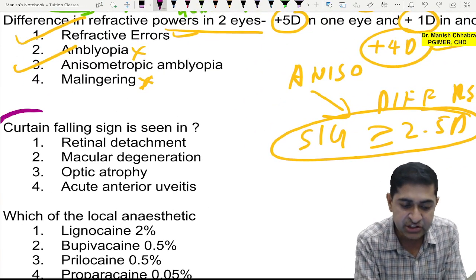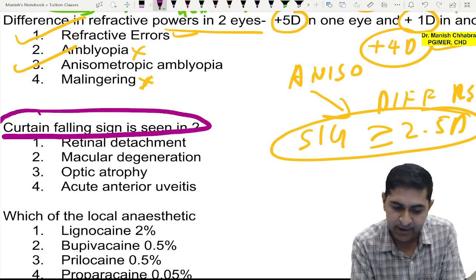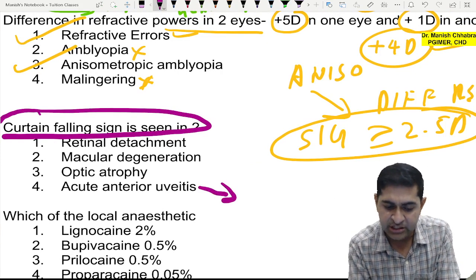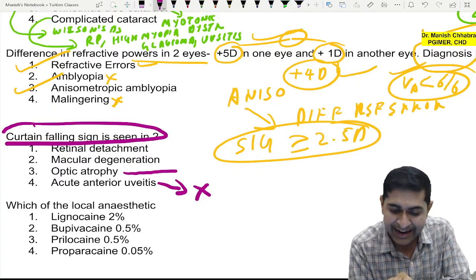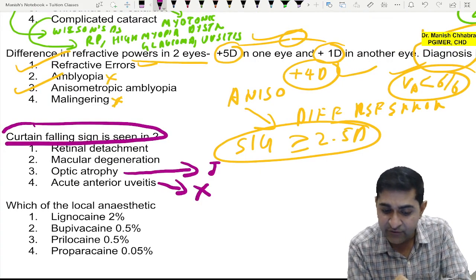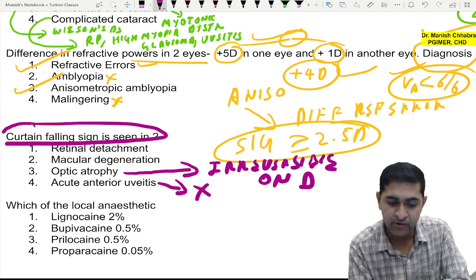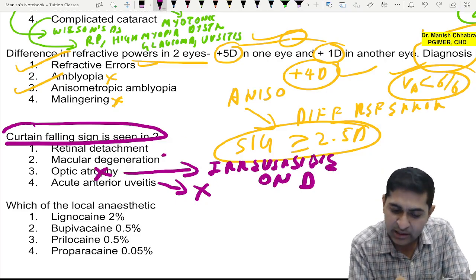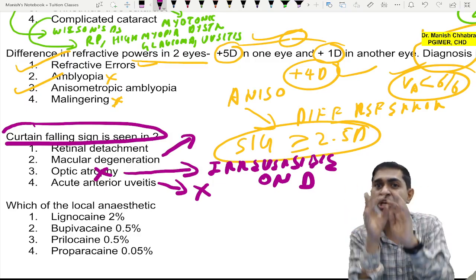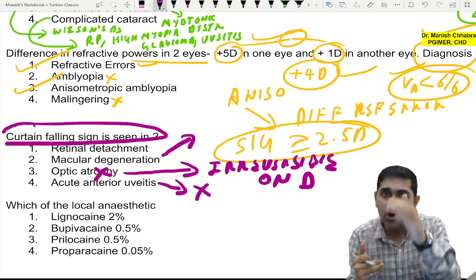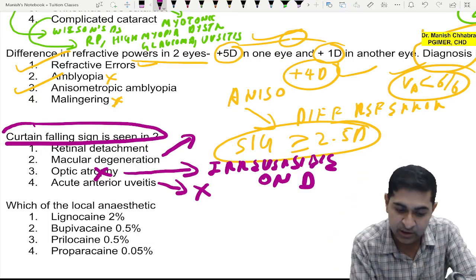Curtain falling sign is seen in. This is a typical presentation of one disease. But first, let's eliminate options one by one. Acute anterior uveitis. Is there any curtain falling sign? No, there is no such sign. Optic atrophy is irreversible optic nerve damage. Eliminated. Macular degeneration is when there is presence of lipofuscin on the macula in the form of drusen, or there is neovascularization of the macula. You call it wet ARMD, age-related macular degeneration.